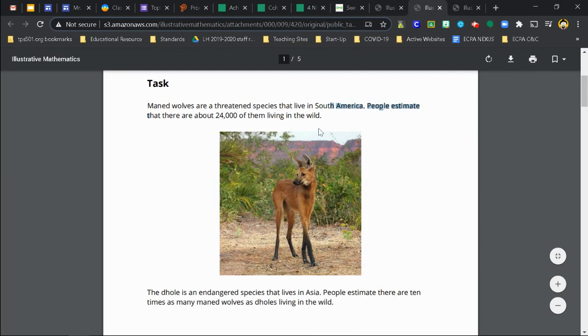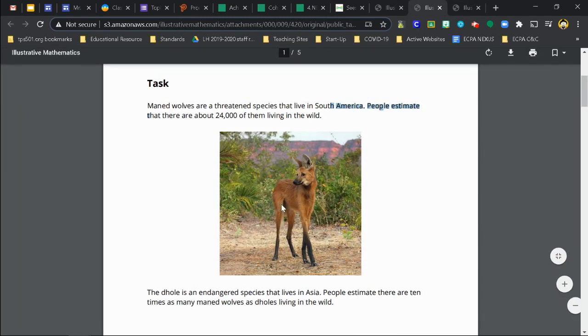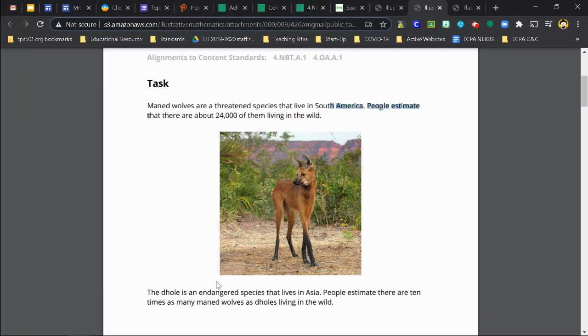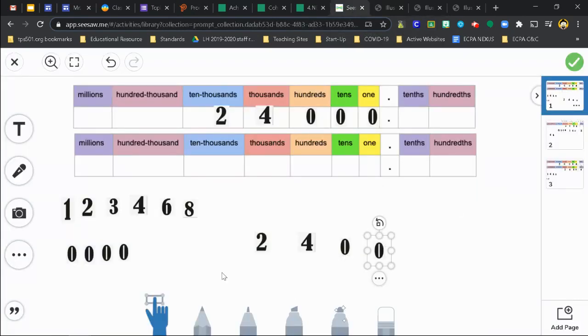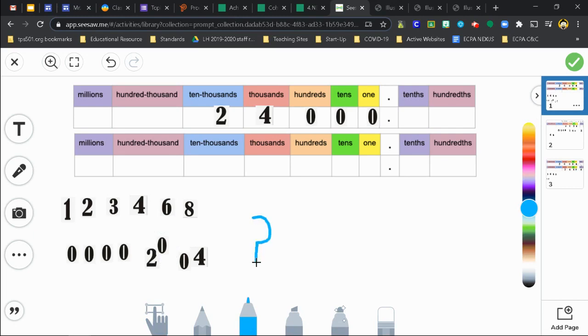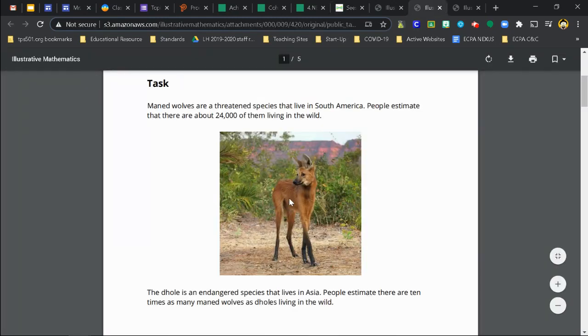Let's come back over here. So this extremely scary long-legged dog known as a dhole is an endangered species that lives in Asia. People estimate there are 10 times as many maned wolves as dholes living in the world. So this is a maned wolf, and this is a dhole, and however many there are of this, we can put right here as a question mark. We don't know how many there are. That's what we're trying to figure out.